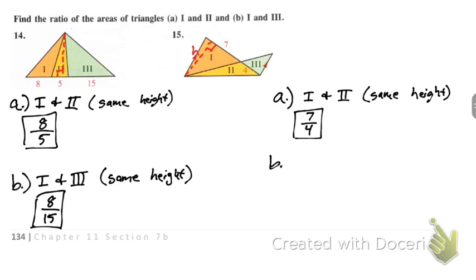B is going to be, Hamza, kind of what you said. If they're not similar, then we look for same height and same base. 1 and 3 are actually similar triangles. They are similar because they have vertical angles, and because of the parallel lines, alternate interior angles make those two congruent. So 1 and 3 are similar.